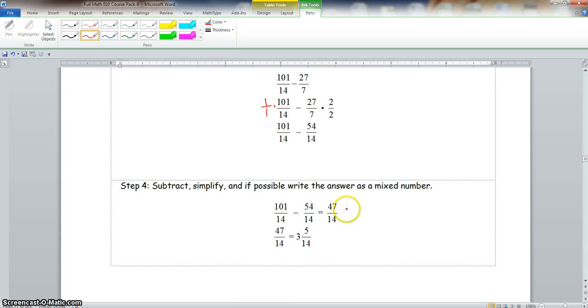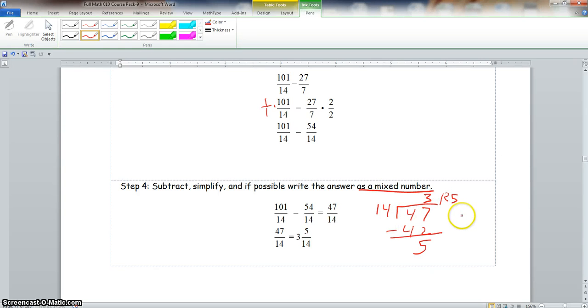Now, since we started off with a mixed number, the directions did ask for it here. But even if the directions didn't ask us for a mixed number, if you start off with a mixed number and you could get a mixed number for your final answer, you're supposed to get the mixed number. So we would just take 14 into 47. 14 goes into 47 3 times. 3 times 14 is 42. And you have a remainder of 5.